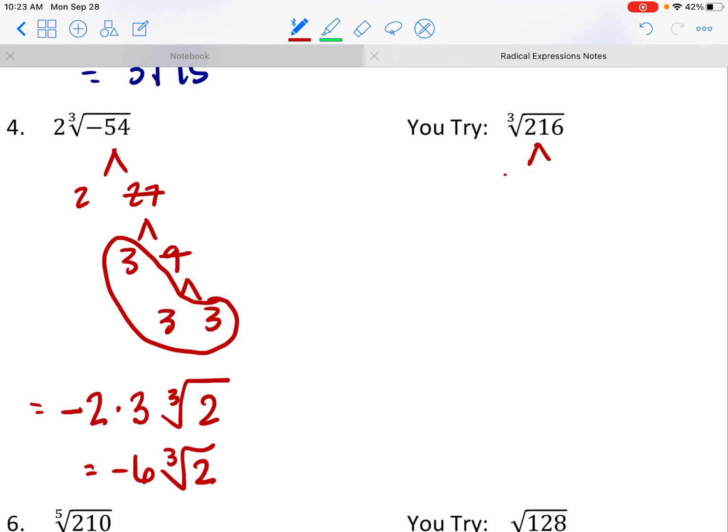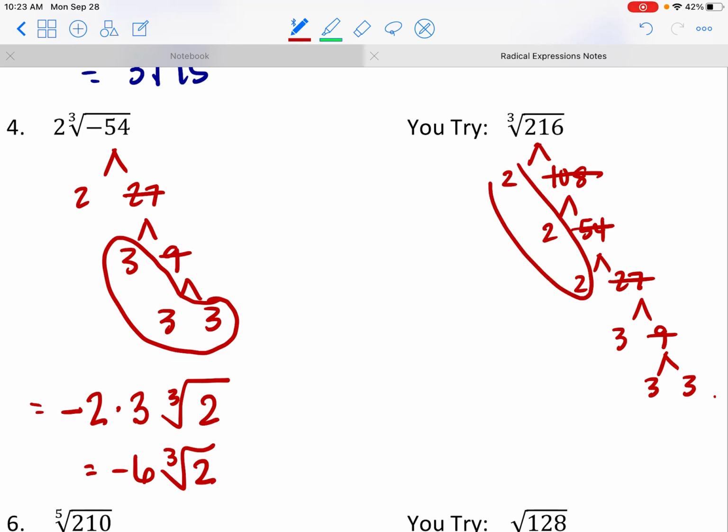Otherwise, let's see. 2 goes into this 108 times. 2 goes into that 54 times. 2 goes into that 27 times. 3 goes into that 9 times. And then 3 goes into that 3 times. Prime number, now I stop. Groups of 3. Well, I've got one here, and I've got one here. So that means a 2 comes out and a 3 comes out, and since there's nothing left over, that means nothing left will stay in the radical, which means this answer is exactly 6. Okay? What's going on here is we have a perfect root.